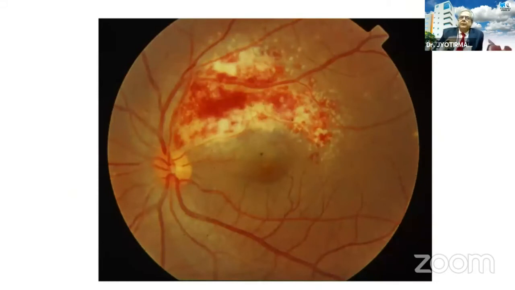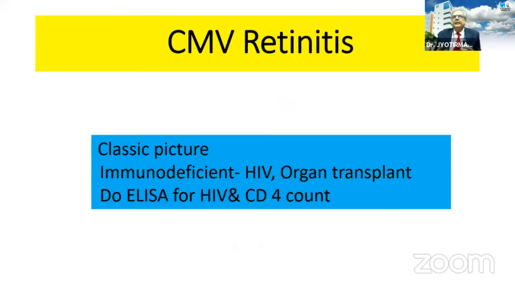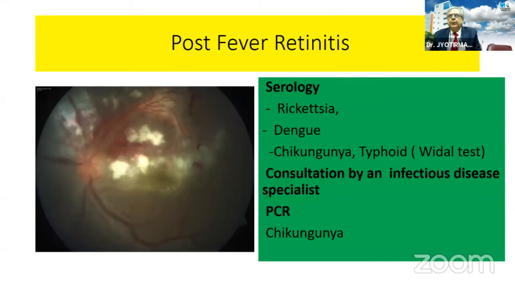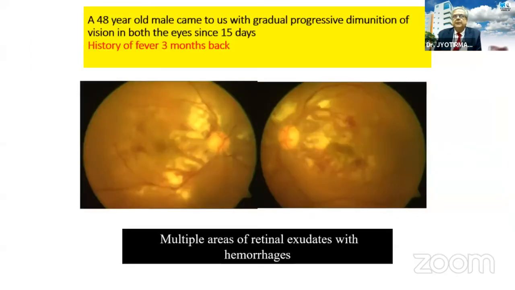This is a case of cytomegalovirus retinitis, which often has a characteristic appearance. I do tests for HIV and CD4 cell count and take history of HIV and organ transplantation. In post-fever retinitis, serology is quite useful: rickettsia, dengue, chikungunya, typhoid, and consultation by an infectious disease specialist when there is other system involvement. PCR for chikungunya is quite helpful.